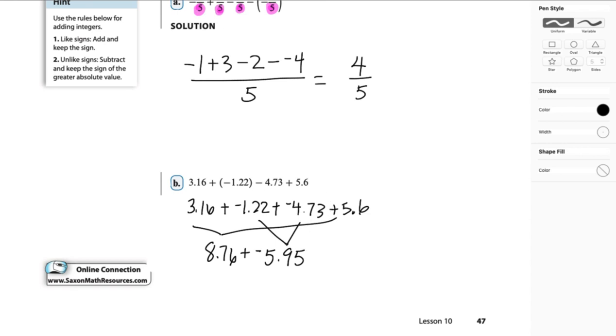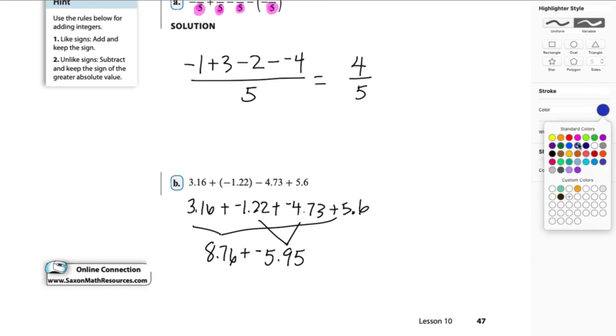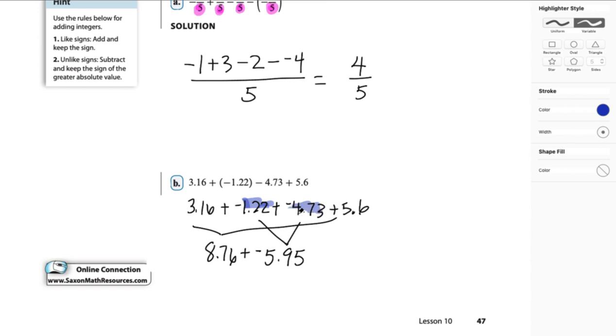Can you see that? When I add these two guys up, let me highlight it a certain color so we can see. If I add up these two guys here, I'm going to get this value down here. All right, hopefully that kind of makes sense. So now that I have that, I'm going to add these guys up, which I know since the signs are different, I'm going to subtract and take the sign of the bigger looking number. So my answer will be positive. So I end up with a positive 2.81 or 2 81/100ths.